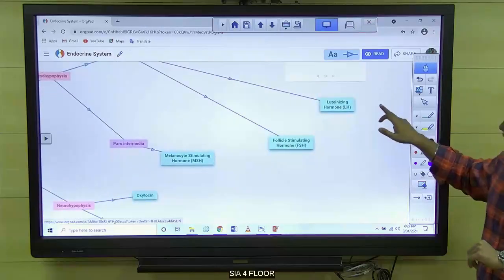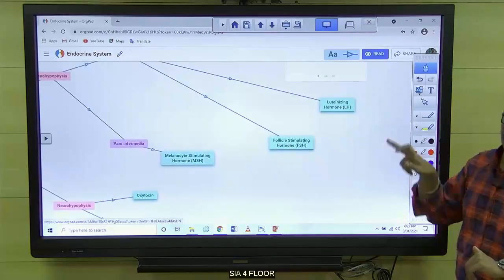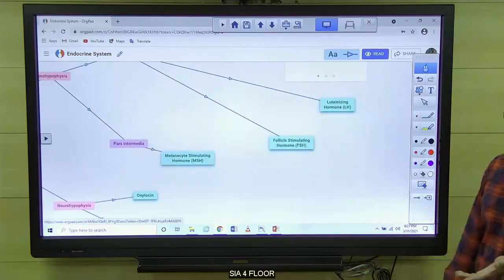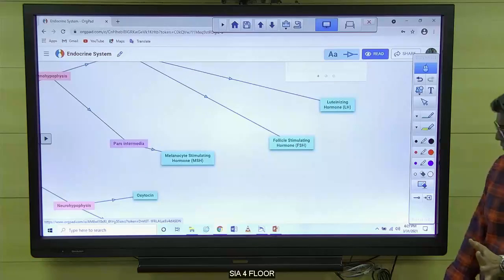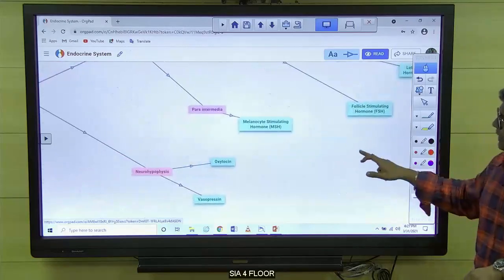Luteinizing hormone. So luteinizing hormone, follicle stimulating hormone, both these are related to secretion of sex hormones. In case of male, it promotes secretion of androgen, and in case of female, it promotes the secretion of estrogen and progesterone. Good.